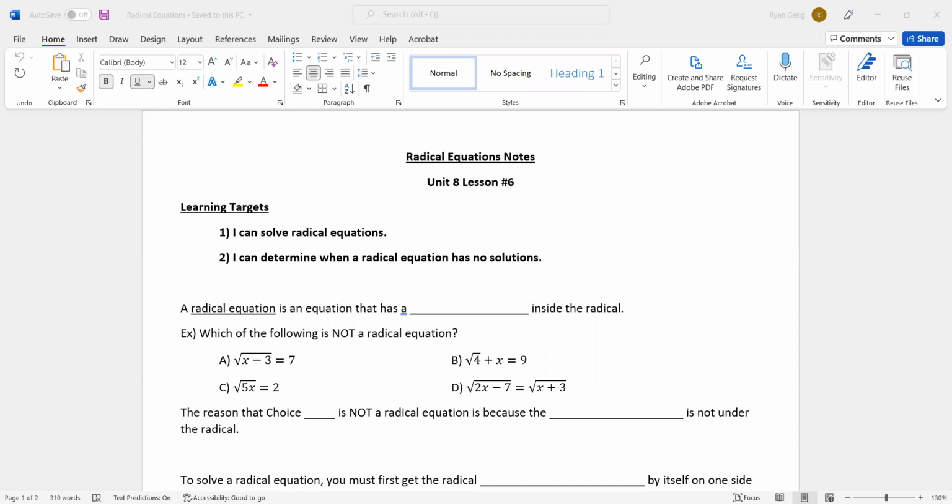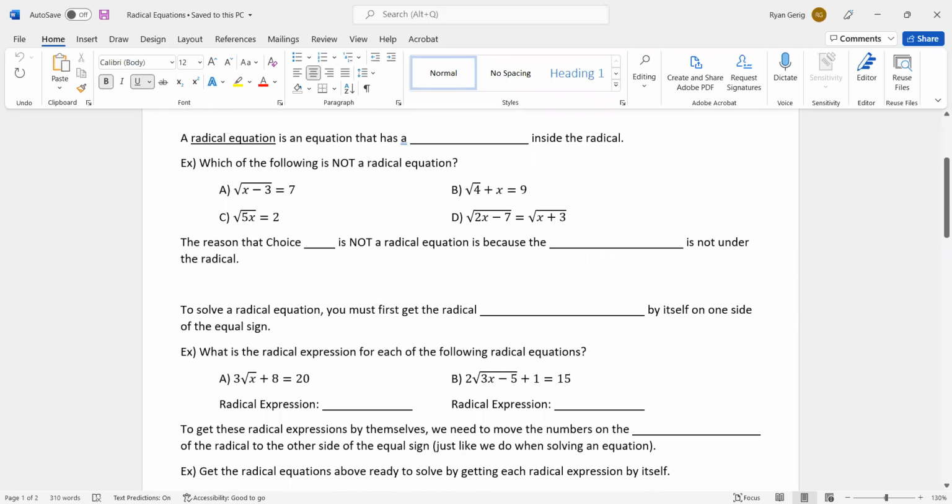We got 2 more to go. Lesson 6 is one that a lot of people actually do enjoy. I think it makes a little more sense than some of the other stuff we've done. So today we're going to hopefully be able to solve radical equations and determine when a radical equation has no solutions. So what is a radical equation?